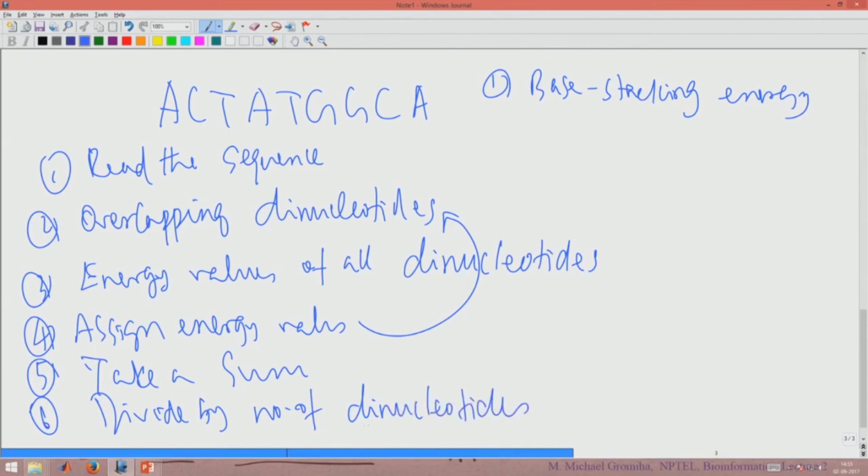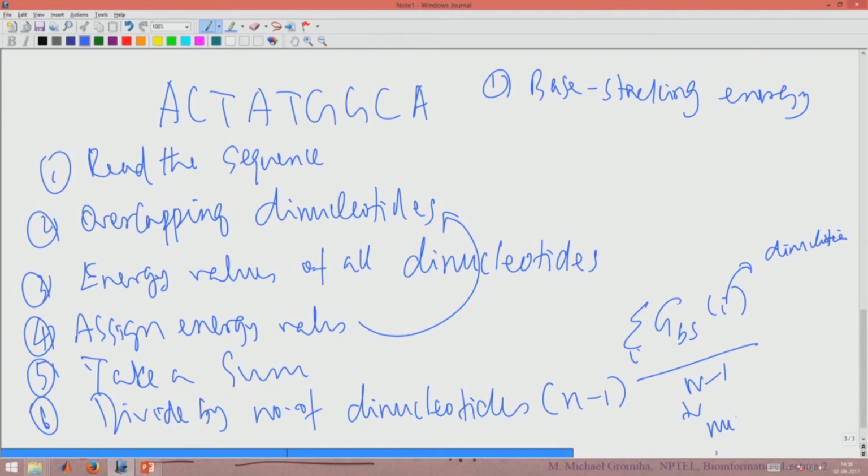So, what to call the number of dinucleotides? N minus 1. So, here this will give you sigma I, the mean base stacking energy. So, you can put GBS of I. So, I stands for the dinucleotides. So, add up, then divide by this N minus 1, where N is the total number of nucleotides. So, we will get the values.